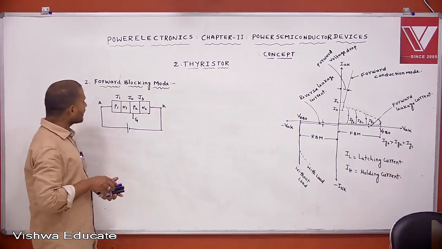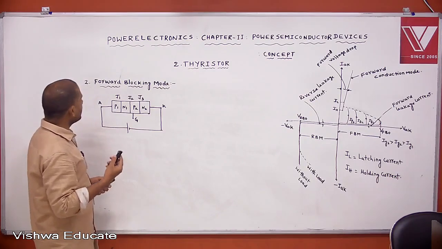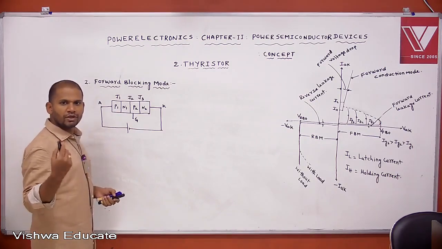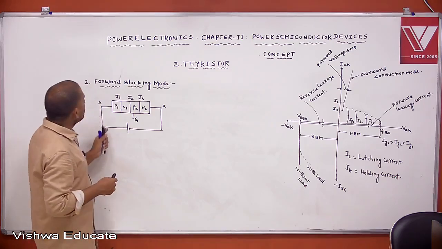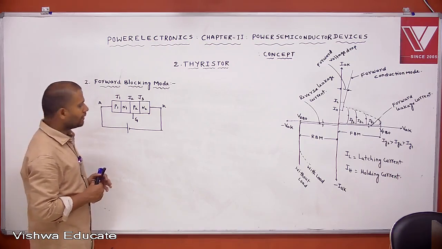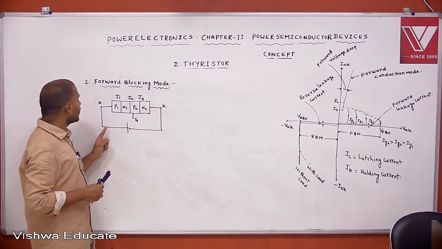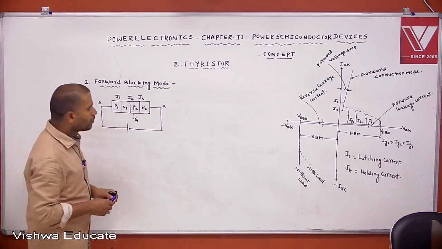See, forward blocking mode of operation. I discussed what exactly reverse blocking mode is, and what the observations in reverse blocking mode are. Now see the concept of forward blocking mode of operation. In forward blocking mode, you want to make the anode to cathode voltage positive.